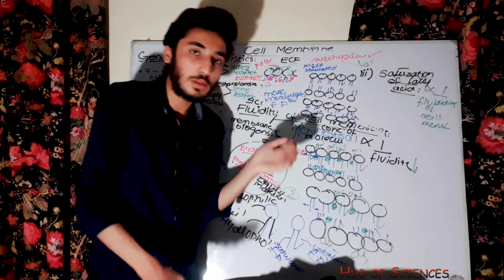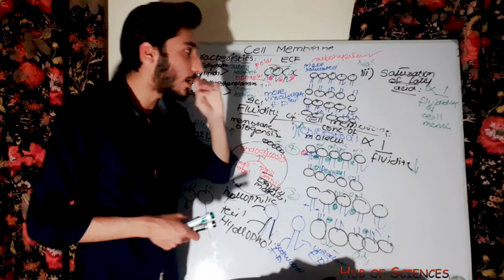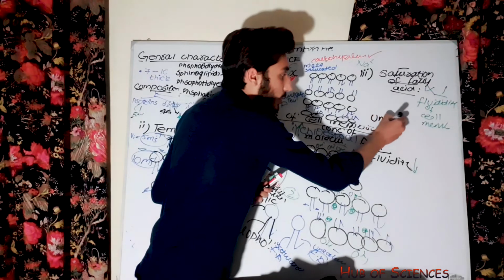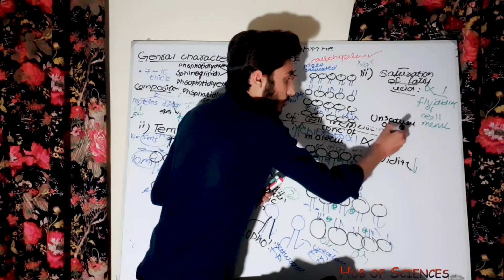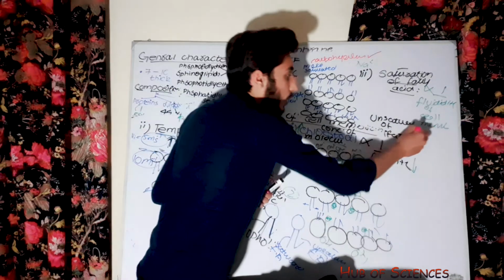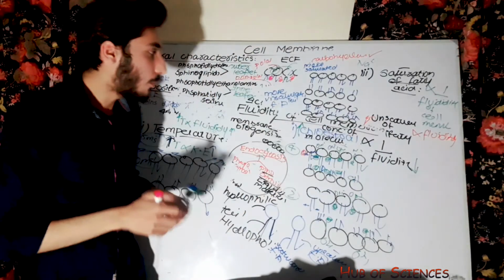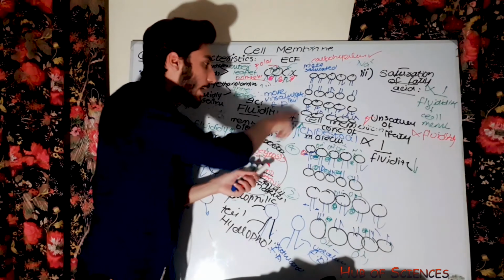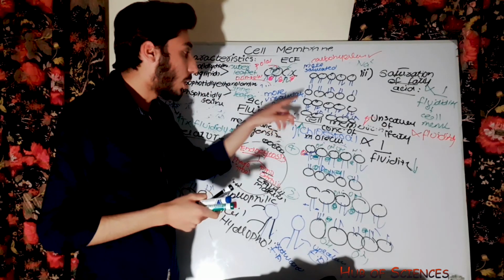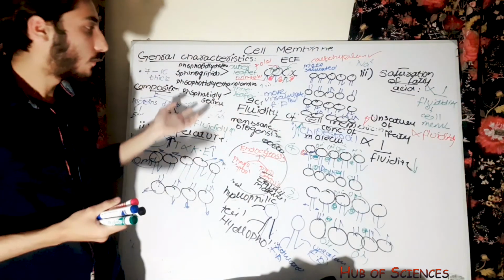So there will be more unsaturation, more movement, and because of more movement the fluidity will increase. So we can also write that unsaturation of the fatty acid, the fatty acid which comprises the tail of the phospholipid molecule, is directly proportional to fluidity. Why? Because the more the unsaturation, the more the legs will dangle, and the more the legs dangle, there will be more motion of the phospholipid molecule, and because of the more motion the fluidity will definitely increase. So that's about the fluidity of the cell membrane.